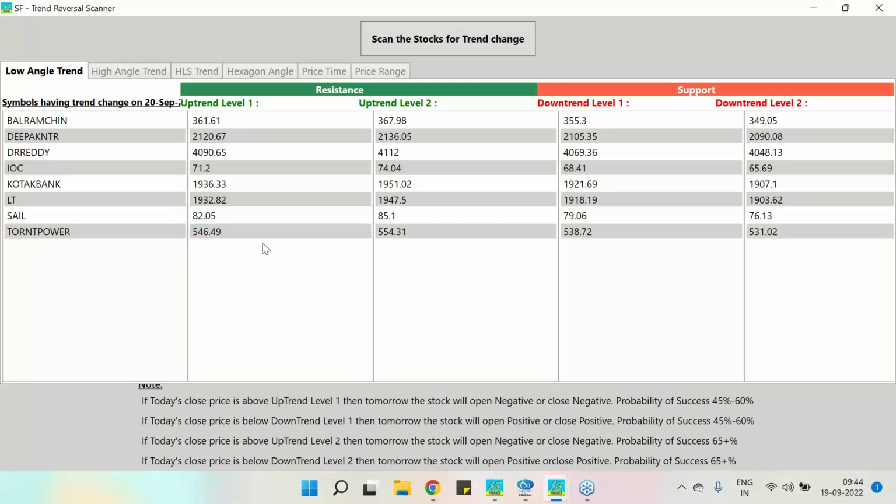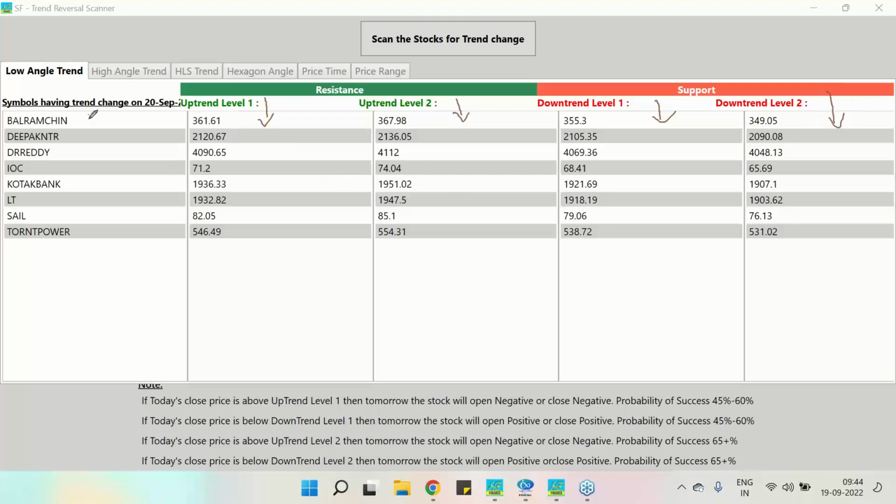So here we have some symbols: Dr. Reddy, Indian Oil Corporation, Kotak Bank and L&T. Here we have also given the uptrend level and downtrend level. So today, if it is closed this uptrend level... here you are seeing 4 parameters. The stock list you are getting, as well as the price here. Level 1, level 2, here also level 1 and level 2.